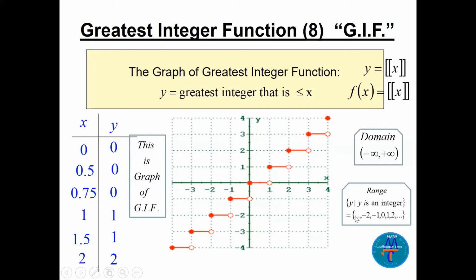Now look at the range. The range only the integers. So in the range, we don't have a fraction. It's 0, 1, 2, 3, 4, -1, -2. See, -1.5. Let's see here. See, -1.5. It's -2. We need the number less than. -2.5. It's -3, etc.